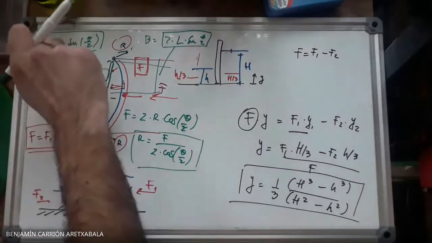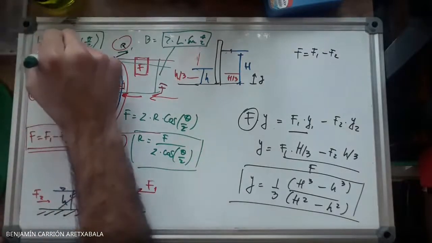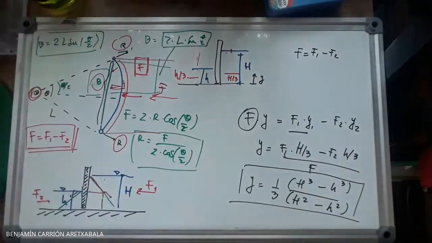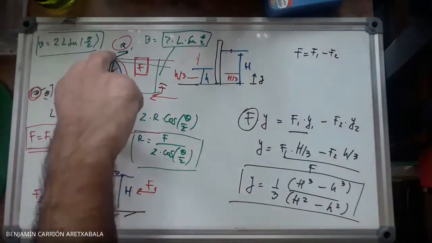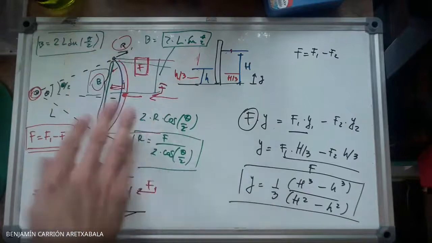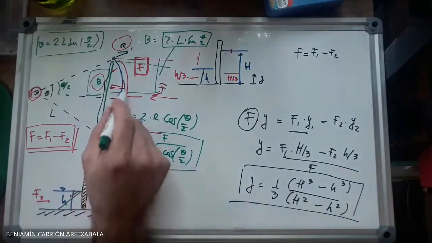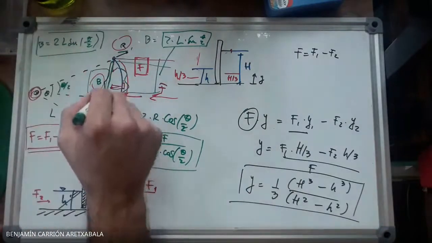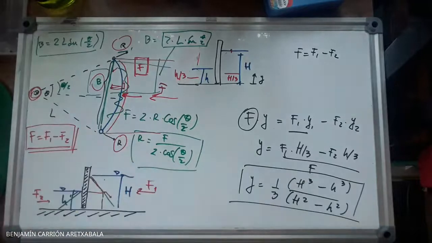It's 2 times L. So B is the full distance between these two. It doesn't matter the shape of the gate. It could have been like that. It only matters the full projected distance.